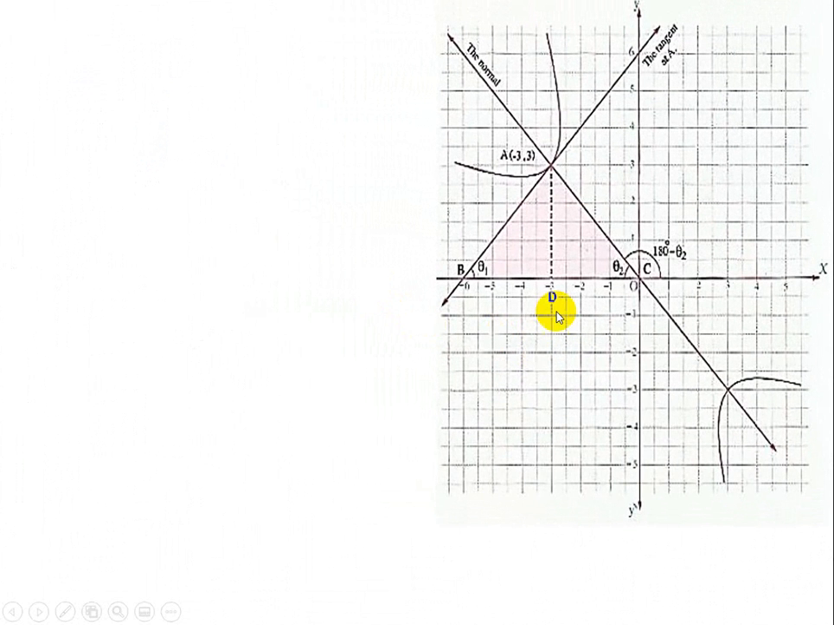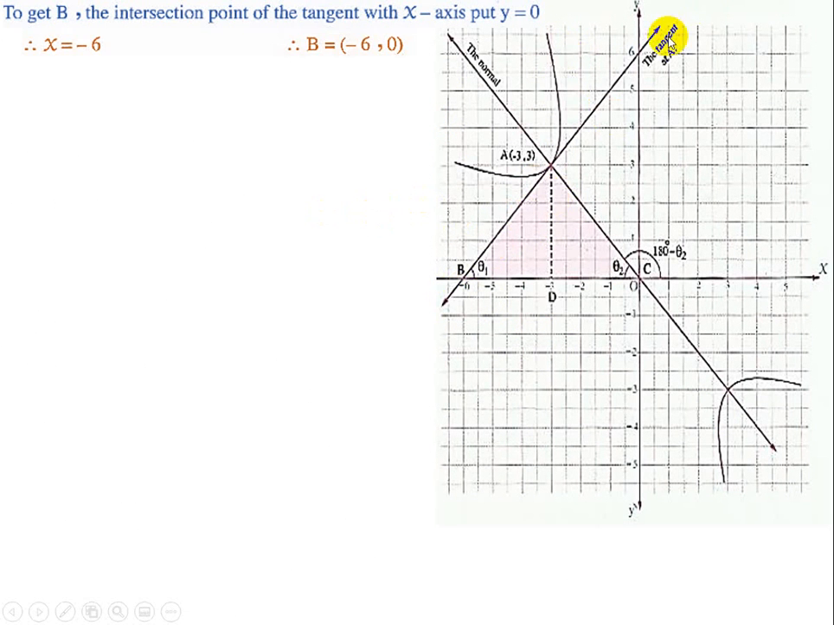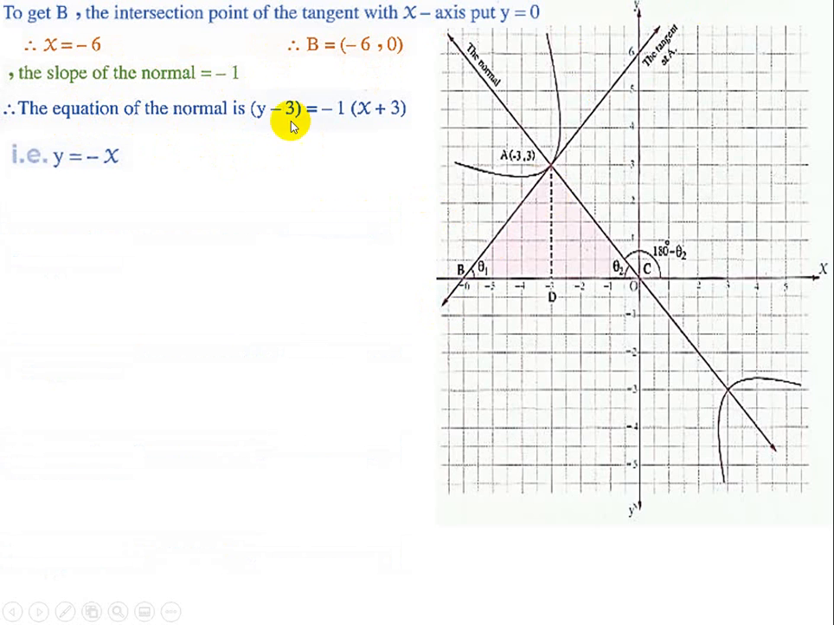After drawing the curve and the tangent and normal to it, to get point B, the intersection point of the tangent with the x-axis, put y equals 0 in the equation of the tangent. So x equals negative 6, which means the point is (-6, 0). The slope of the normal equals negative 1. Its equation is y minus 3 equals negative 1 times (x plus 3), which means y equals negative x.